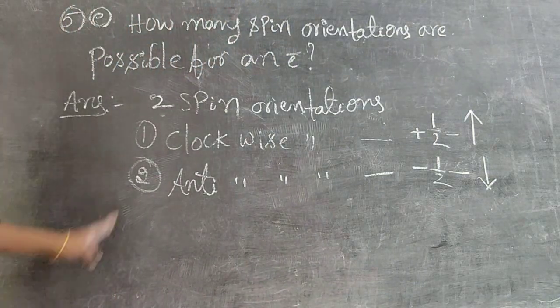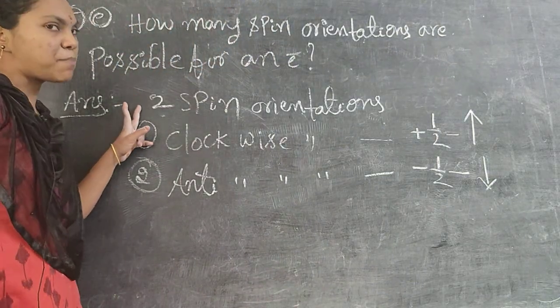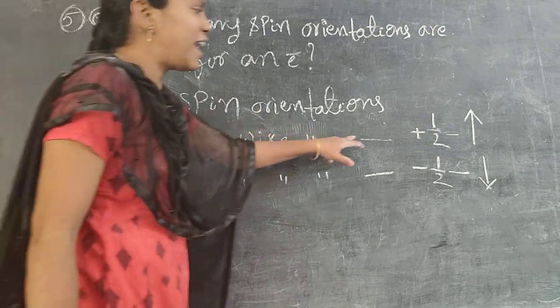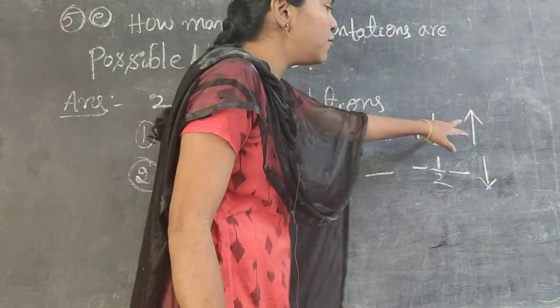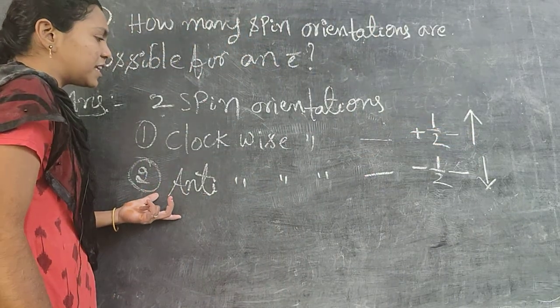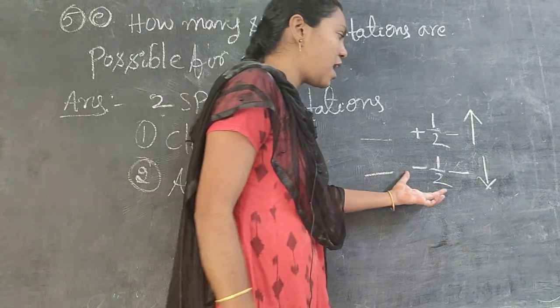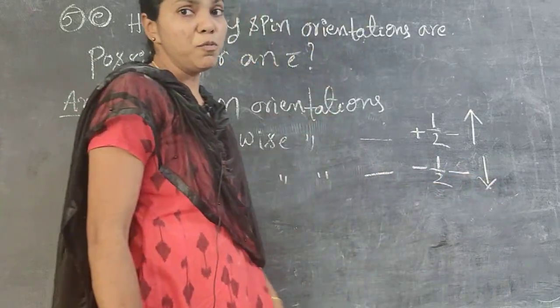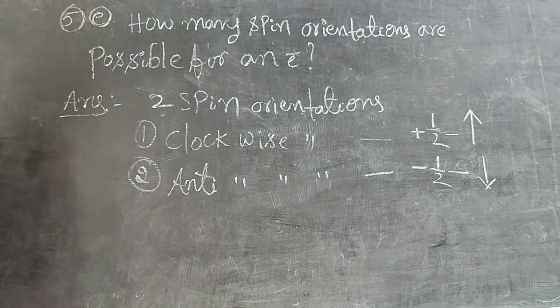There are 2 types of spin orientations possible for an electron. One is clockwise orientation, the value is plus half and the symbol is an upward arrow. Next, anti-clockwise orientation, the value is minus half and the symbol is a downward arrow. These are the two possible orientations for each and every electron.